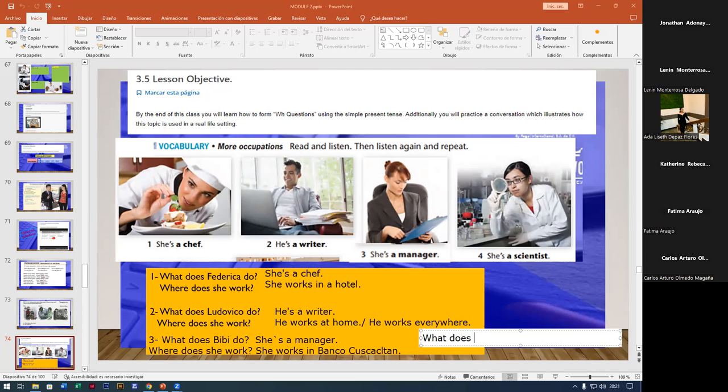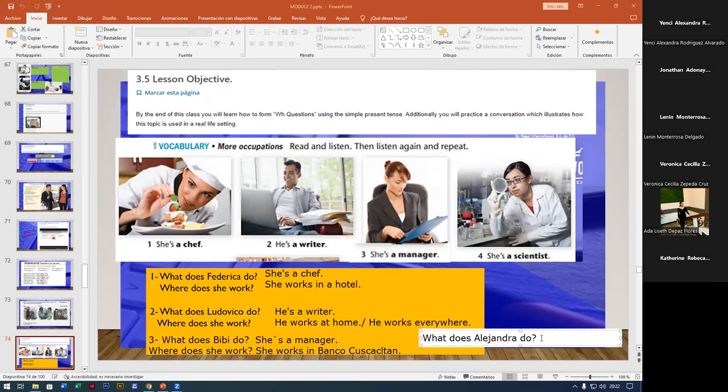What does Alejandra do? Okay, that's good. What does Alejandra do? Excellent. What could be an answer? She works. Very good. She works. Is the authority. Oh, but look, this one doesn't investigate the place, but the profession. She is a scientist, right? She's a scientist. That's correct. She's a scientist. Excellent. That's good.